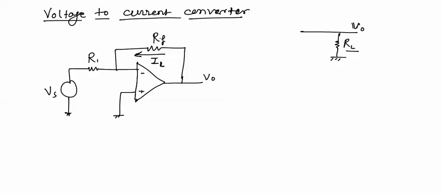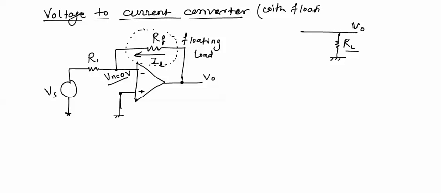Similarly here, this Rf is connected in between the output terminal and a ground, but this ground is not a physical ground, but a virtual ground, because only the potential at this point is 0 volt, but it is not a physical ground. So this Rf in this circuit is called a floating load, because one end is not grounded. So this is a voltage to current converter with floating load.